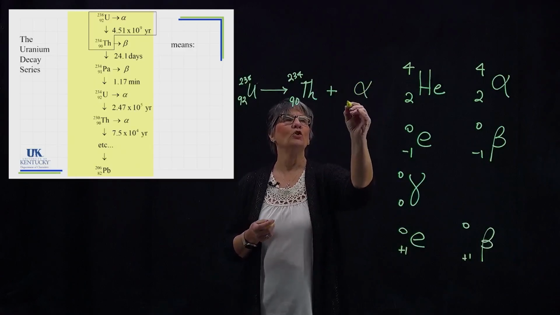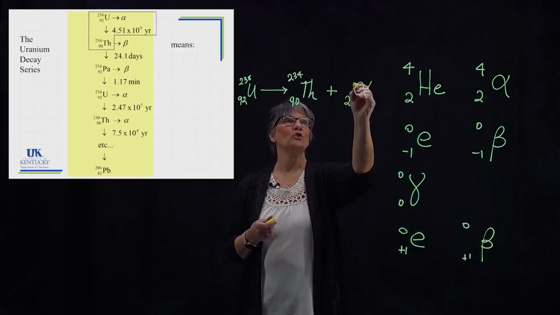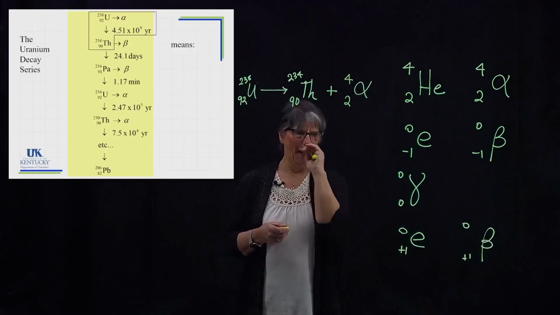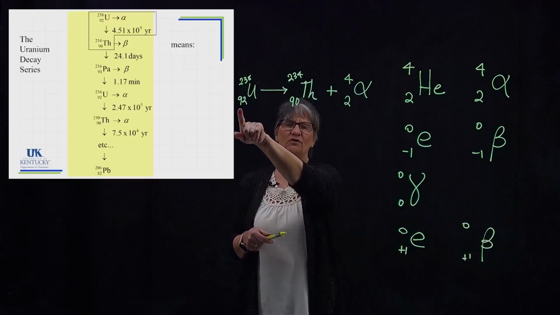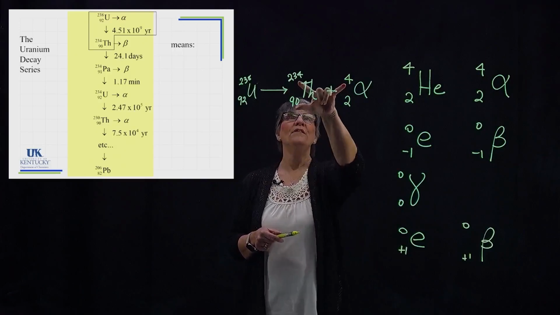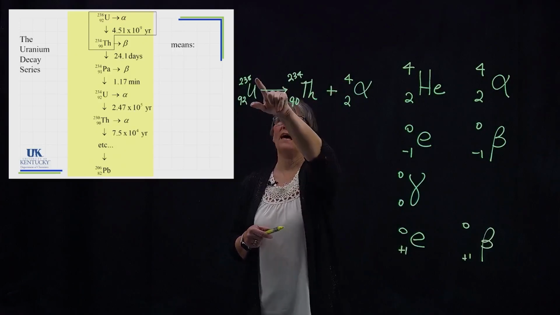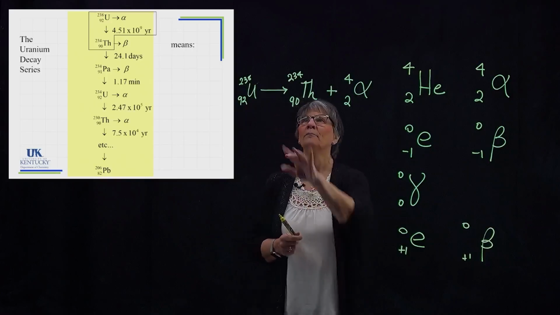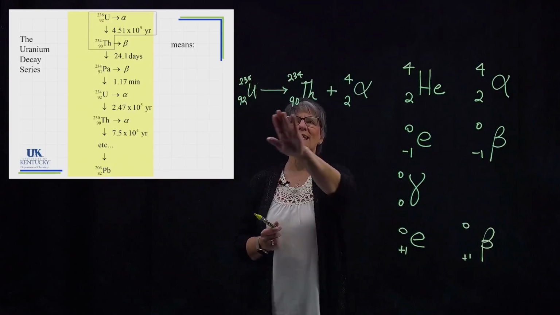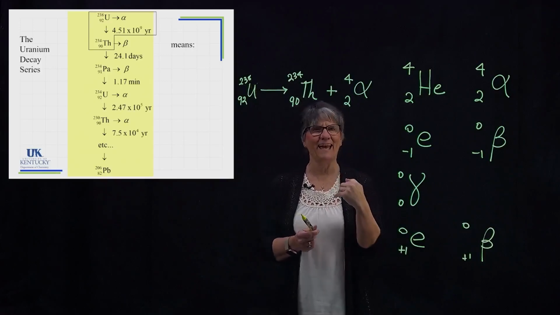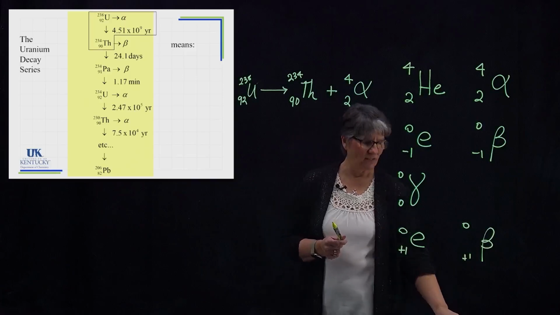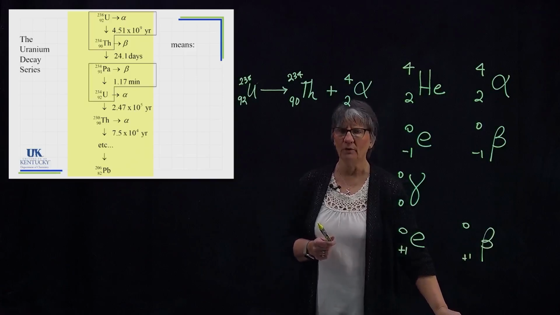When we're writing a nuclear reaction, we include the 2, we include the 4, and we remember that these numbers have to add up to the same as these numbers. These values on the top have to add up to these on the top as well. So that is a nicely balanced nuclear reaction showing that first decay in its decay series. Let's just practice one more here.